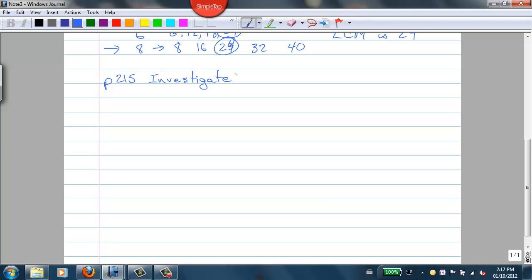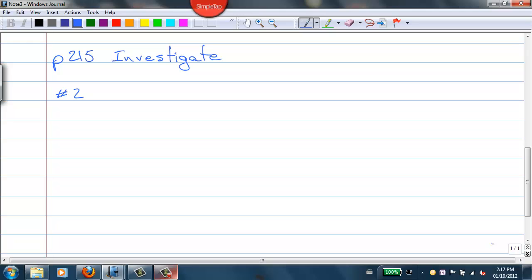So on page 215, we did a couple of questions out of the Investigate. The first one had to do with using prime factorization to find the greatest common factor.